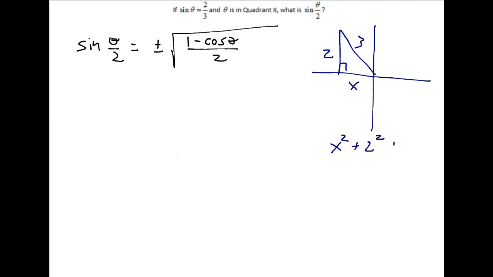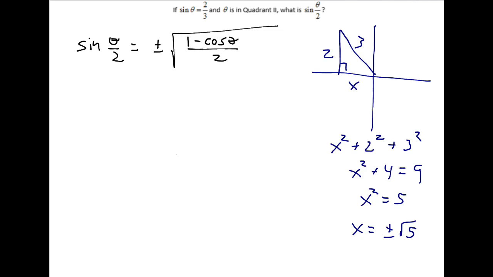So x squared plus 2 squared is equal to 3 squared. Right? x squared plus 4 is equal to 9, which then x squared is equal to 5. Now notice when we take the square root of both sides, we get a plus and minus radical 5 here. Remember, this does not mean that we have two answers. We have to determine if x is positive or negative.